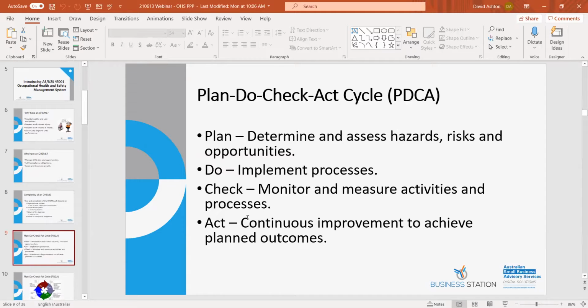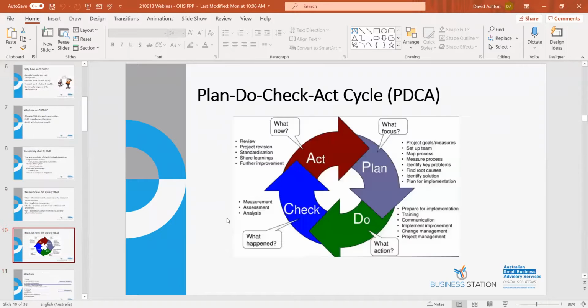It's based on the plan, do, check, act cycle. So you need to plan your system, so determine your hazards, risks and opportunities. You need to develop and implement policies and procedures. You need to monitor and measure the activities and processes, so you constantly check to make sure that the procedures are being implemented, that there's proper record keeping around the implementation, and that they're actually working effectively. And you need to look at continuous improvement to achieve the outcomes. So, making sure things are happening, but also that there is improvement in the system over time, particularly as you grow your business. So that's the diagram there that shows the components of the plan, do, check, act cycle.